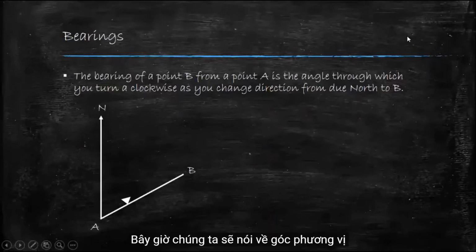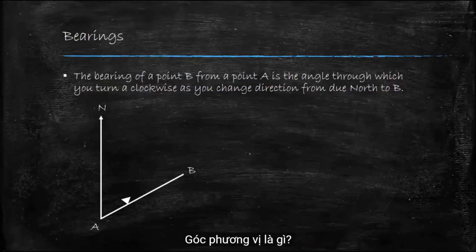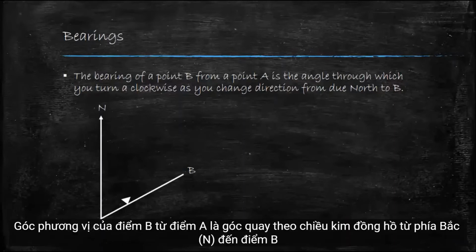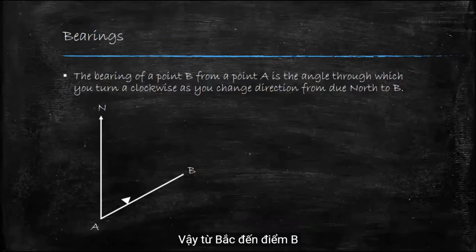Next, we will talk about bearings. So what is a bearing? Let's make an example of point B. The bearing of the point B from point A is the angle through which you turn clockwise as you change the direction from north to B. So from north to B is the bearing of point B from point A.